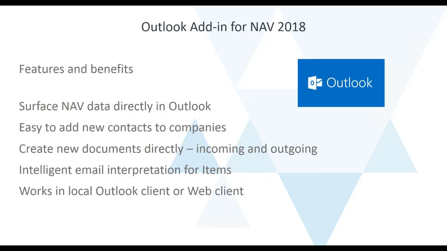The next area we're going to look at is the Outlook add-in for NAV. It has the following great features. It surfaces data real time from NAV in your Outlook client. It makes it easy to add new contacts and people into NAV and link them to customers. It allows you to create documents directly, both incoming and outgoing. It provides intelligent email interpretation for items on documents. And it will work in the local Outlook client or the web client.